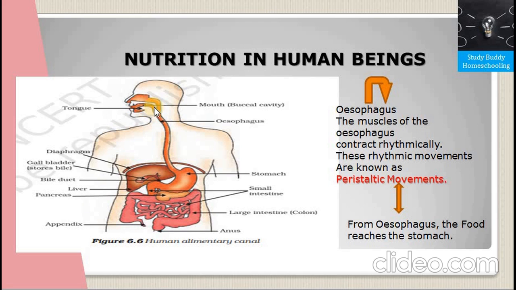What exactly happens once the food reaches here is, at the beginning of esophagus, since this esophagus is made up of muscles, these muscles contract rhythmically, causing certain movements known as peristaltic movements. Through these movements, the food is slowly pushed inside the stomach. So these peristaltic movements caused by the muscles of esophagus help in slowly pushing the food into the stomach.